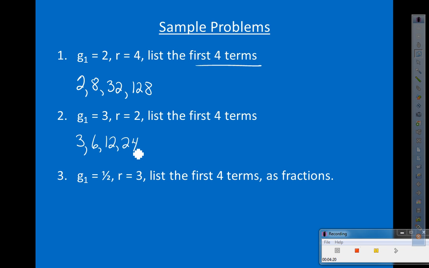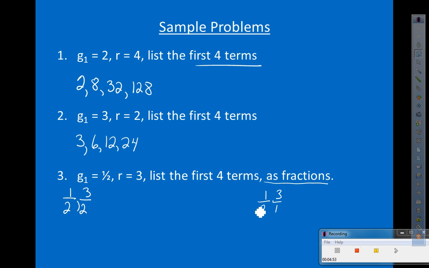One of the hardest things today, though, is I'm going to have you leave some answers as fractions. Well, if you do that, G sub 1 is 1/2, so I'm going to write down 1/2. Now, my R value is 3. Off to the side, I'm going to show you how to multiply fractions. I'm going to go 1/2 times 3 over 1. Well, to multiply fractions, just multiply straight across. 1 times 3 is 3. 2 times 1 is 2. So my next term must be 3 over 2.